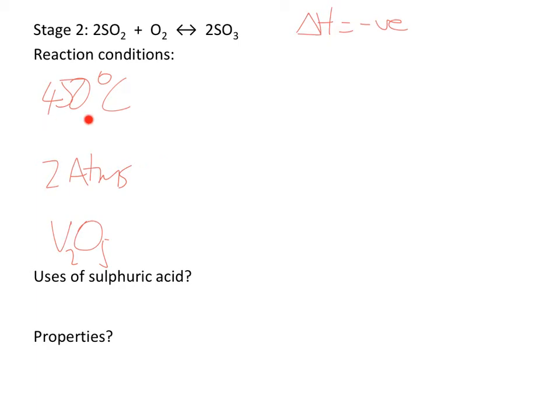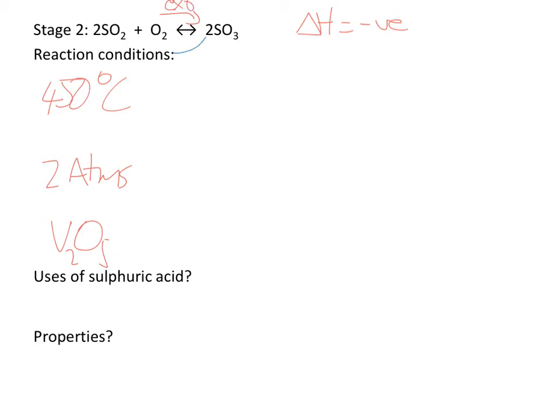So I'm going to address temperature first of all, and to do that I need to use this key bit of information here. Delta H is negative, and what that is telling us is that the forwards reaction is exothermic.